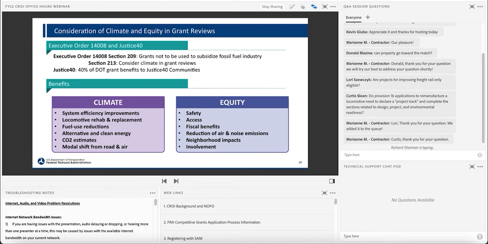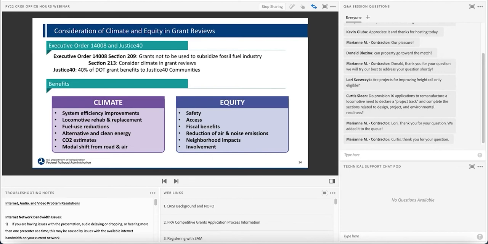And what this means, particularly as one of the initiatives within the Department of Transportation, is that 40% of all DOT grant benefits will need to go to Justice40 communities. These are generally communities that have been underserved by transportation or negatively impacted by transportation. They're usually lower in income status and maybe minority communities as well. So let's take a look at what this really means.